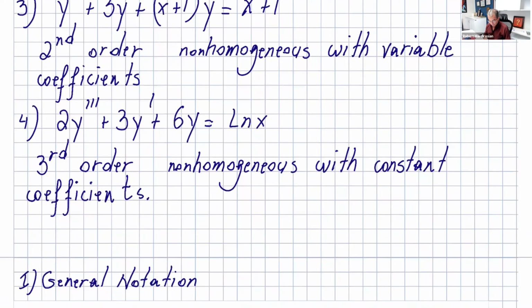And finally, we have 2y triple prime plus 3y prime plus 6y equals ln x. This is third order, as we can see, and this is non-homogeneous because it equals a function, and with constant coefficients. As we can see, these are all constant coefficients.